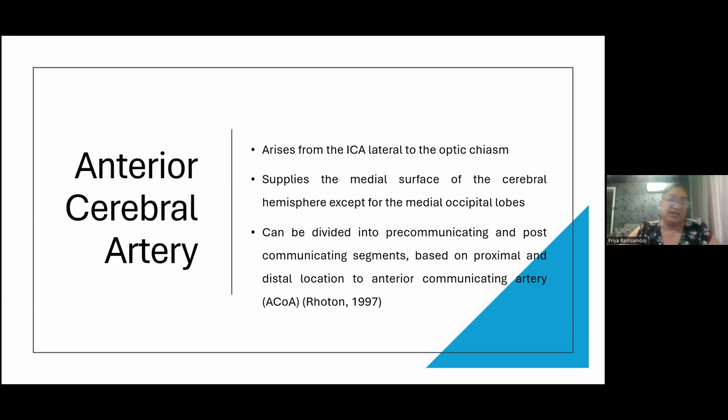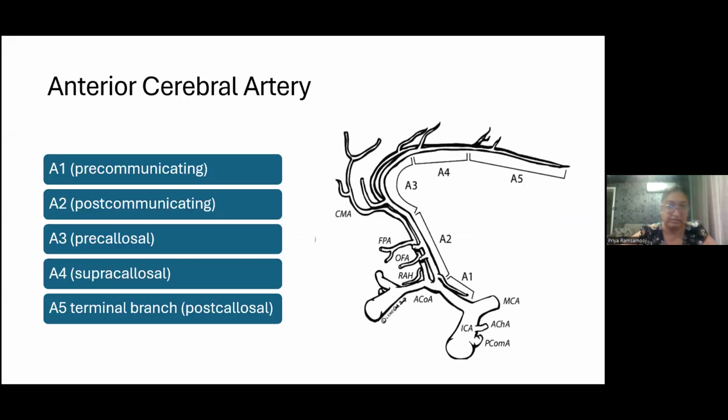After it gets there, it forms an anastomosis with the contralateral ACA, and that anastomosis is called the anterior communicating artery. Now, in terms of classification, it can be divided into the pre-communicating and post-communicating segments based on the proximal and distal location to the anterior communicating artery. So the anterior communicating artery is very crucial to our understanding of the anatomy of the anterior cerebral artery. This was really based on Rowan's classification in essence. There have been other classifications described, such as this one, A1 to A5.